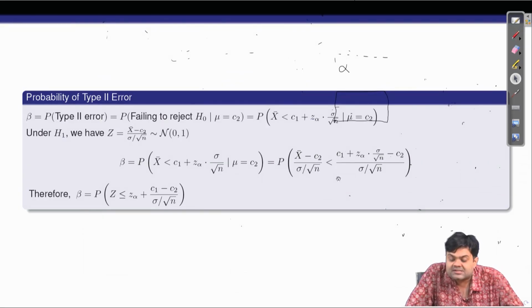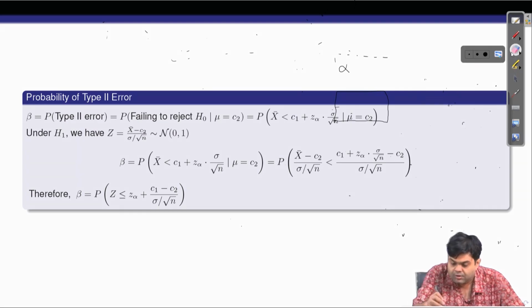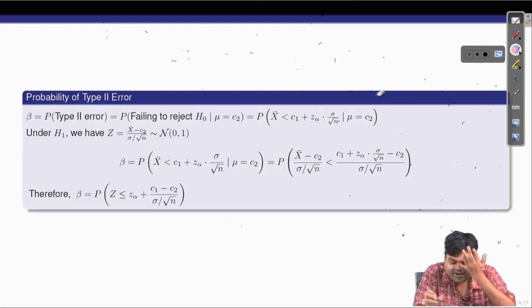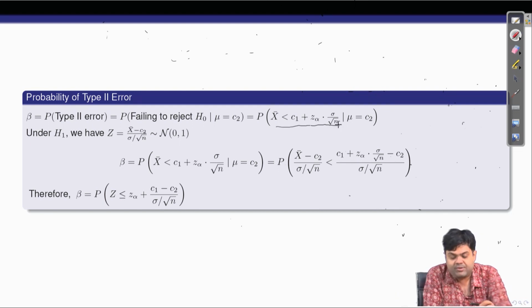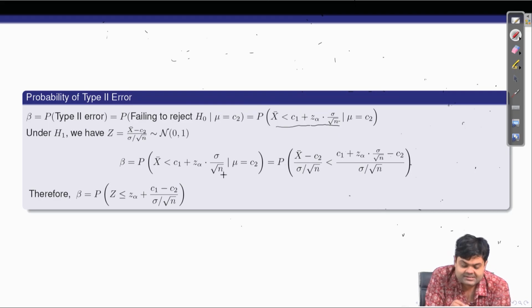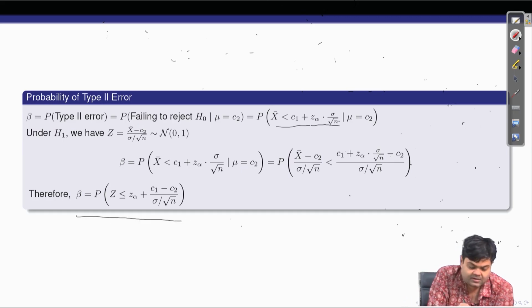Now the point is, what is the probability of not rejecting under C2? It boils down to the probability of getting x bar less than the value decided in the type 1 error step when mu is C2. If x bar is less than this, then x bar minus C2 over sigma over square root n will be less than or equal to this. So that will just be the probability of this.